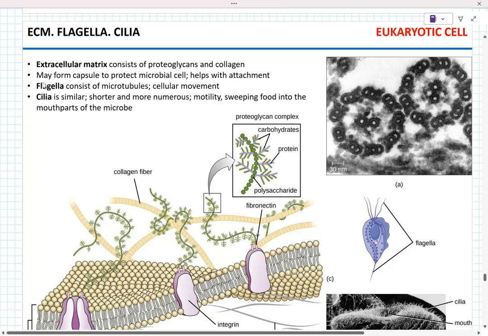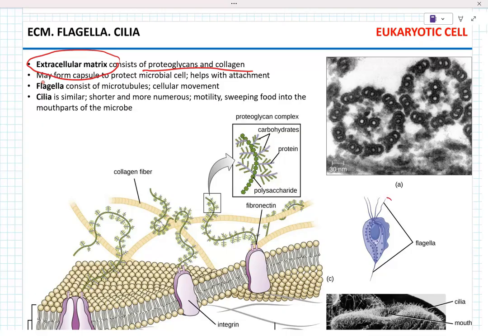Similar to bacterial capsules, some eukaryotic organisms have an extracellular matrix, which effectively can form a capsule. For instance, the pathogenic fungus Cryptococcus neoformans forms a capsule around the cell. Mostly proteoglycans and the protein collagen.